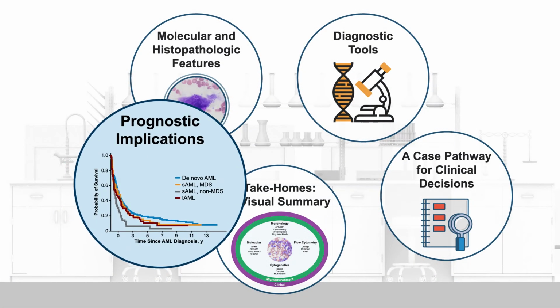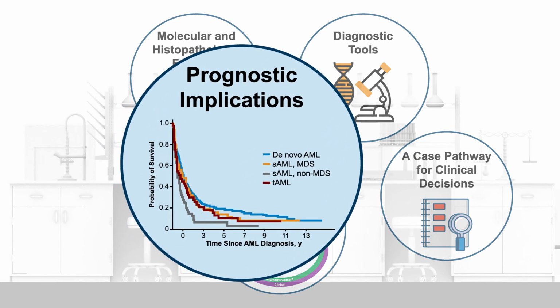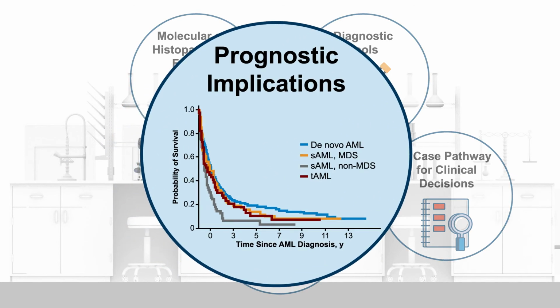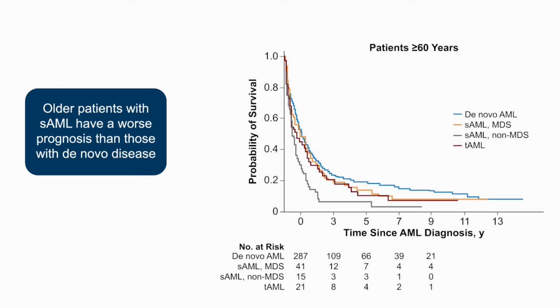But what about prognosis? What does it mean for patients when they have a confirmed case of a secondary AML, which includes therapy-related AML or acute myeloid leukemia with myelodysplasia-related changes? There have been several studies published in the literature, and this is one such example showing that older patients with secondary AML have a worse prognosis with a shorter overall survival compared to patients in the same age group that present with de novo disease, as shown on this Kaplan-Meier curve.